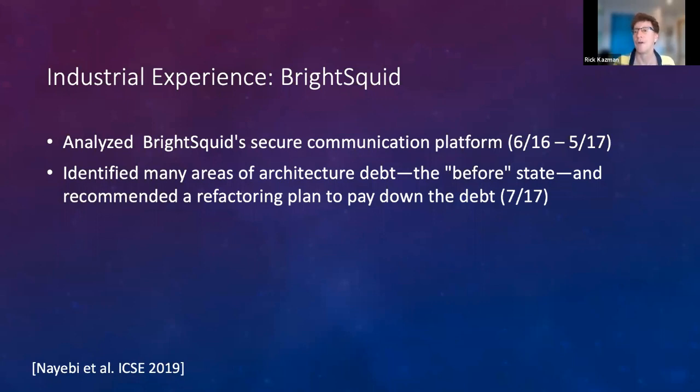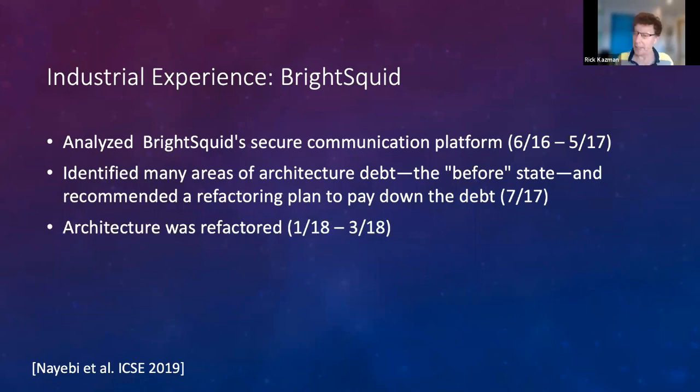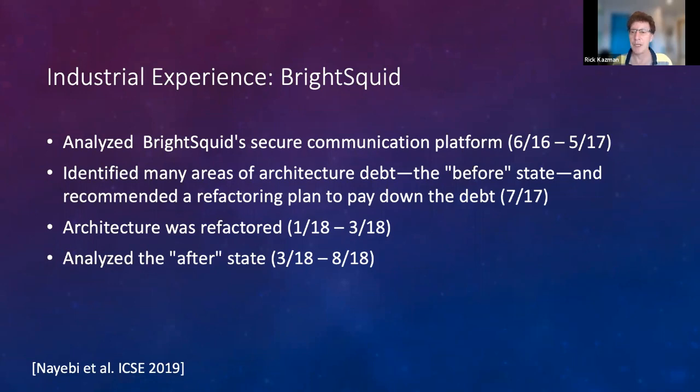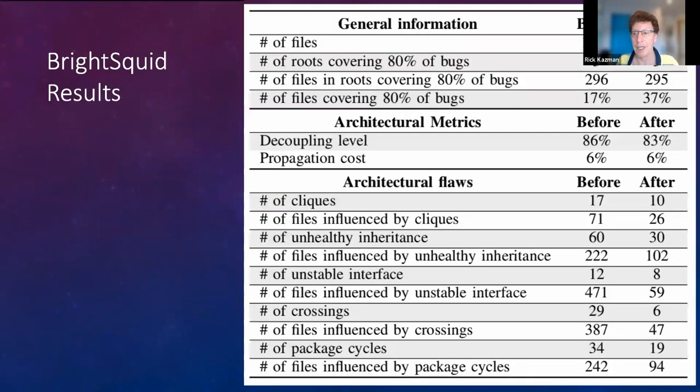And like with SoftServe, we recommended a refactoring plan based on removing the flaws that we identified. And they agreed to do the refactoring. So they did the refactoring over a 3-month period in 2018. And then we measured the after state. So we wanted to have a comparison of the before and after state, both in terms of structure, how well we did at removing flaws, but also in terms of the outcomes. Did productivity improve as a result?